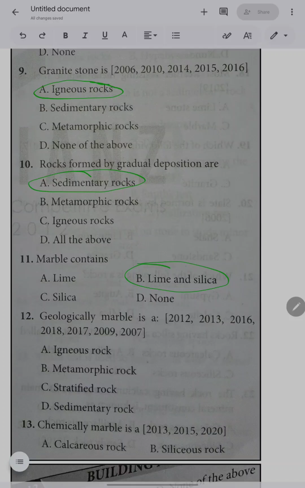Next question. Geologically, marble is a igneous rocks, metamorphic rocks, stratified rocks or sedimentary rocks. So answer is metamorphic rocks. So we can say marble is metamorphic. Geologically, marble is a metamorphic rock.